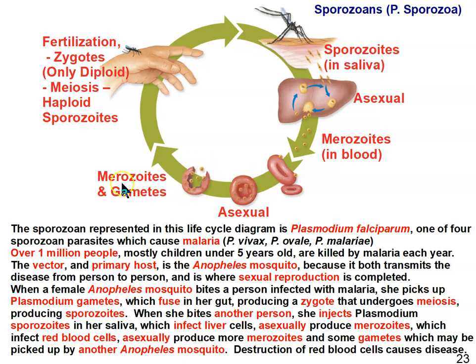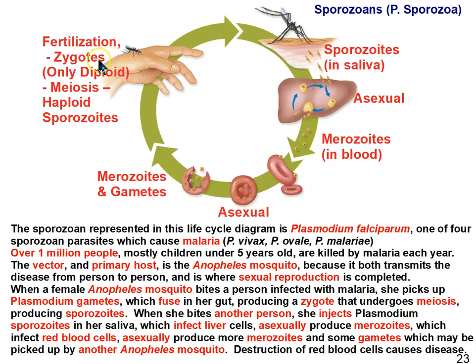But again, some of these are gametes. So the gametes are circulating around in the blood of the person infected with malaria, and an Anopheles mosquito will come along and bite that person and pick up those gametes. And fertilization then takes place, producing zygotes, and that's the only diploid stage of this organism in this life cycle.